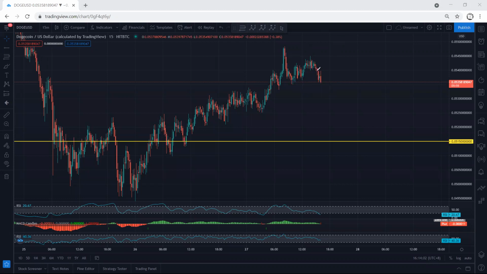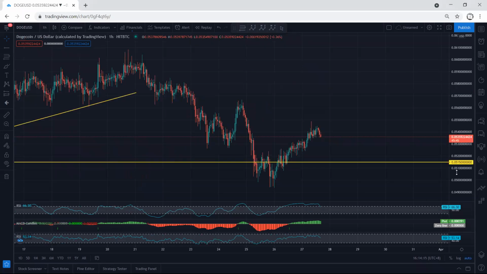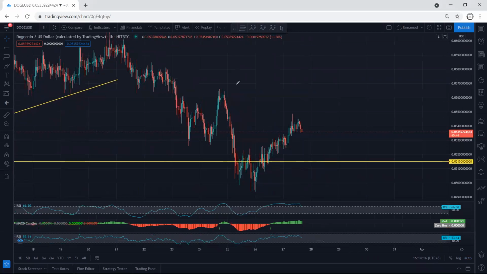But if there is a continuation, we get the flag, then mostly we can look for one more drop. That's why if anyone is in a trade within this move, they should start to manage it right now, at least move their stop loss to break even if they want to keep the trade. Anyway, we don't have any trade setup. Still, we have to see what we get here, either a correction for continuation or for a drop.